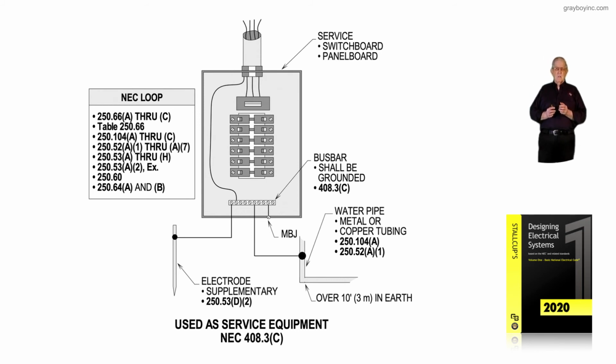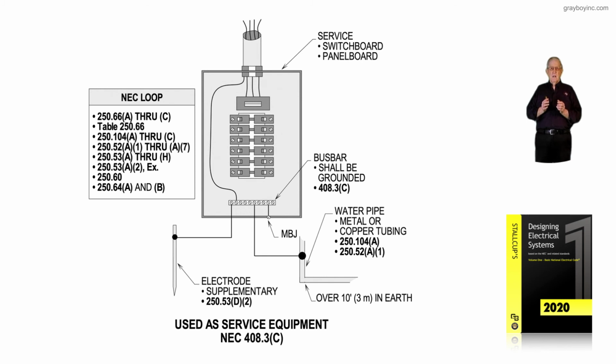250.53(A) through (H) is usually what the electrician uses to install the electrode system. And then finally, we look at 250.54(A) and (B). Notice that NEC Loop that you see: if you take the time to review those sections, you will fully understand when a panel board, as you see in the illustration, is used as service equipment, how the grounded bus bar that you see there has to be bonded to the enclosure.